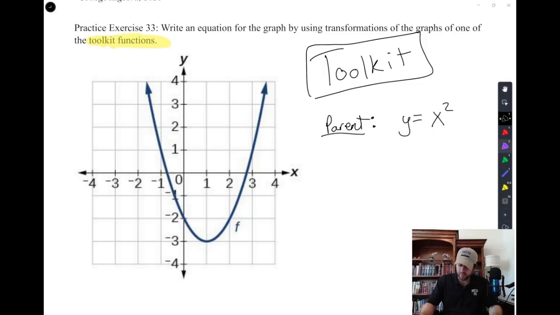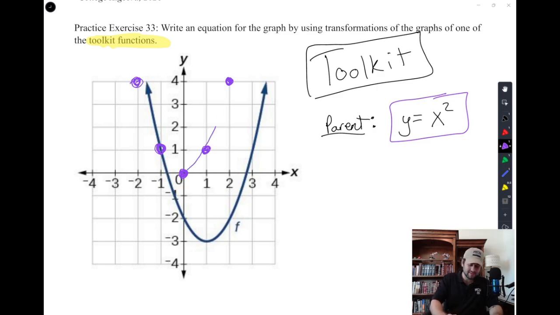And if you plug and chug points into y equals x squared, here's the parent in purple. We'll make this a purple function. 0 to the second power is 0. 1 to the second power is 1. 2 to the second power is 4. And then they mirror across the y-axis, because it's an even function, look at that power. And we get ourselves a parabola, or a quadratic function.